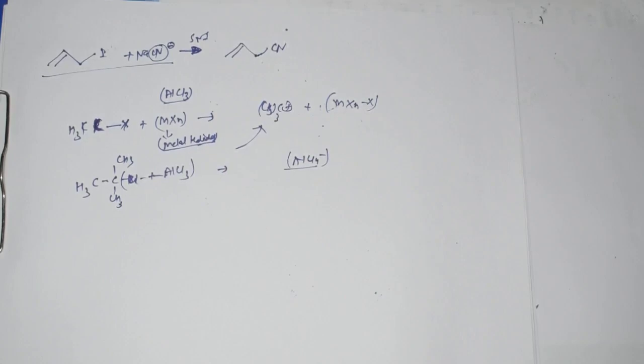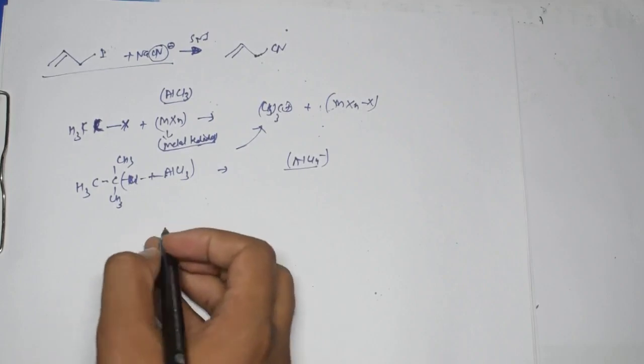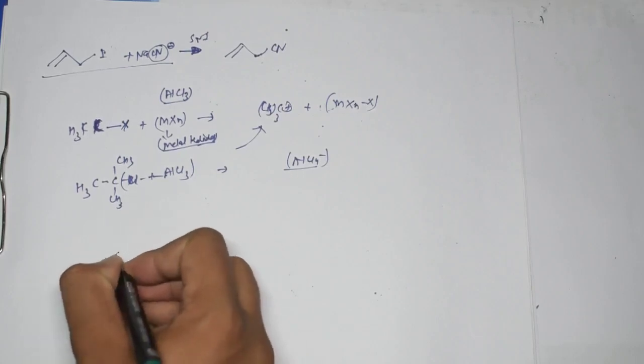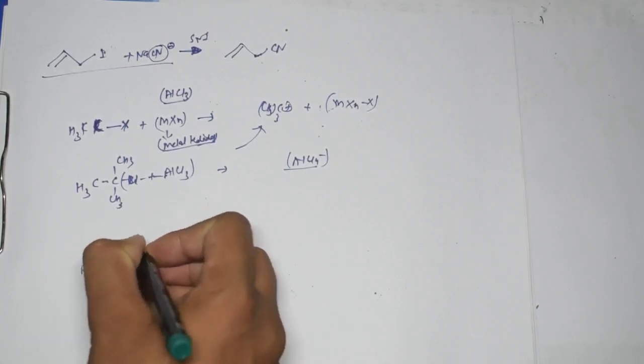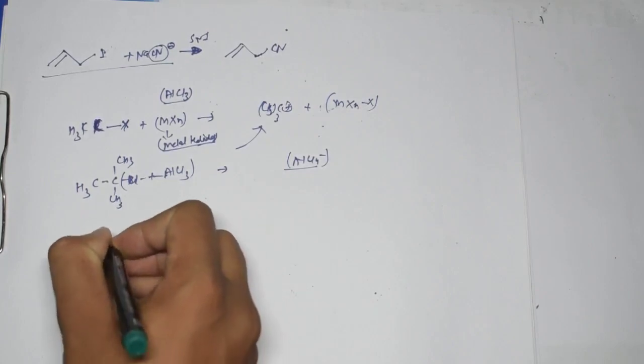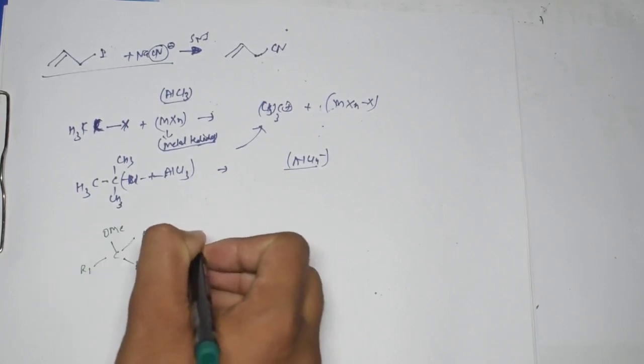Clear? Now if I say we have a reaction, let's find out whether it is SN1 or SN2. If we have something like this, here we have R1 and R2, and here we have this OMe, and here we have this OMe, right?